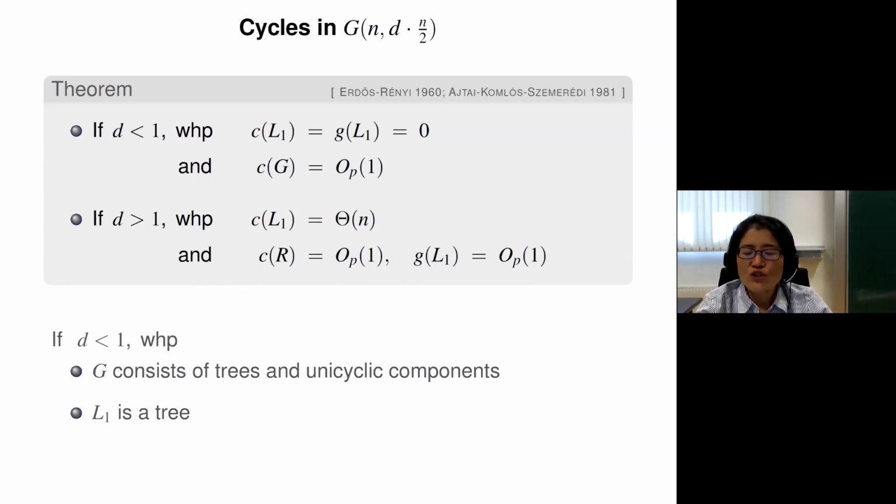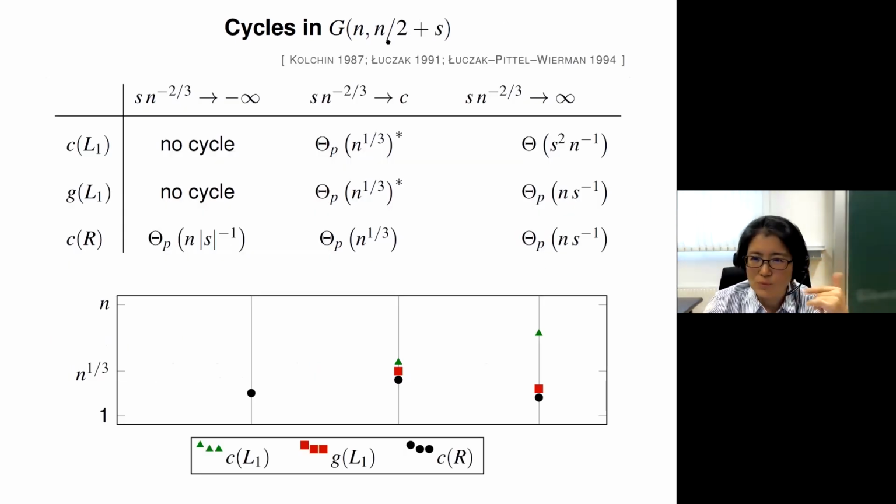And usually, when you study random graphs, the more difficult and delicate regime to study is the so-called critical range, when d, the average degree, tends to 1. The right parameterization to capture that was, as before, n over 2 plus s.